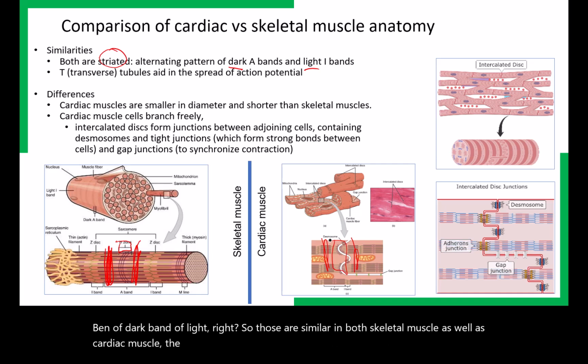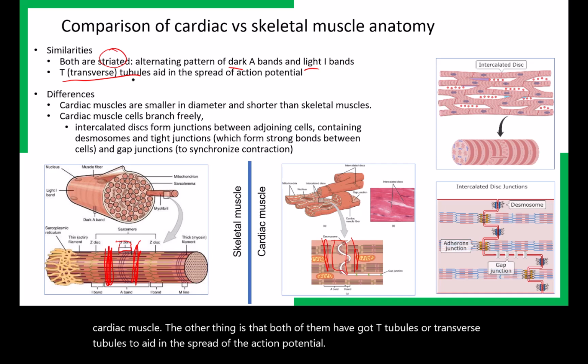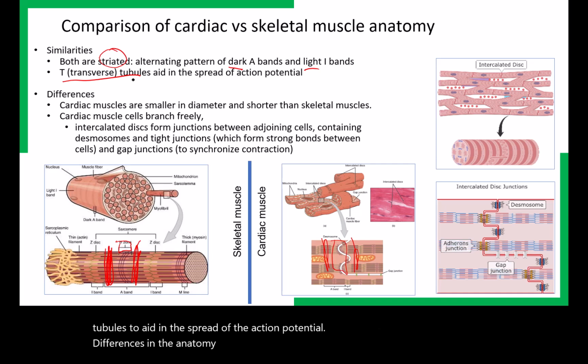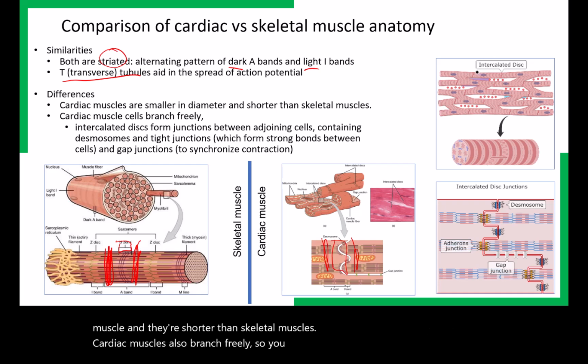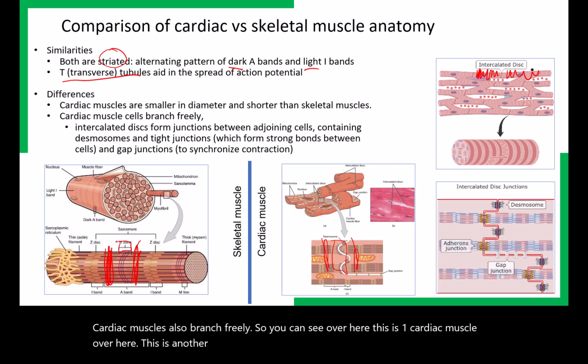The other thing is that both of them have T tubules or transverse tubules to aid in the spread of the action potential. Differences in the anatomy of skeletal versus cardiac muscle is that cardiac muscles are smaller in diameter and shorter than skeletal muscles. So they're thinner than skeletal muscle and they're shorter than skeletal muscles. Cardiac muscles also branch freely. So you can see over here, this is one cardiac muscle, this is another, and you can see that this cardiac muscle branches, right? And this one branches too, that one branches there.